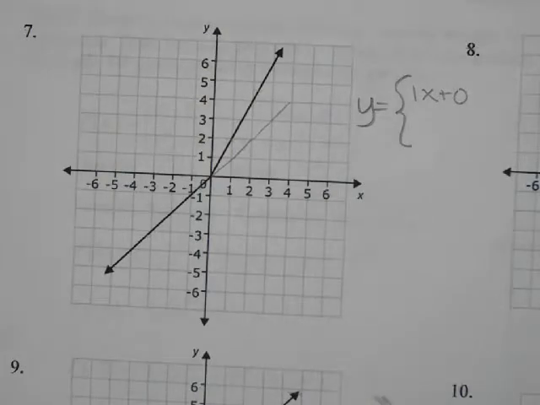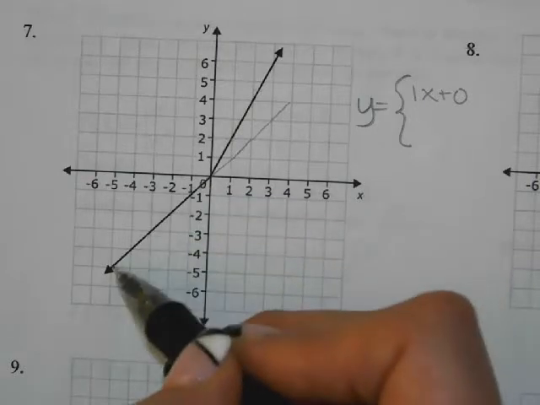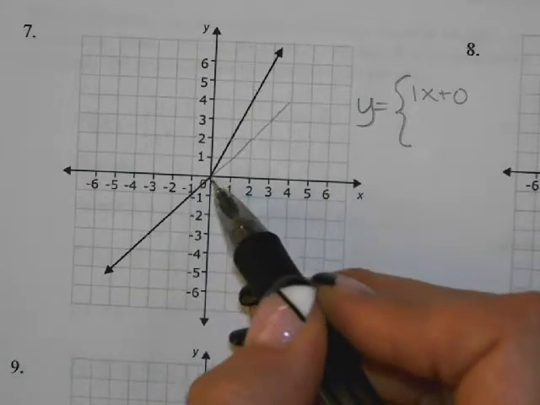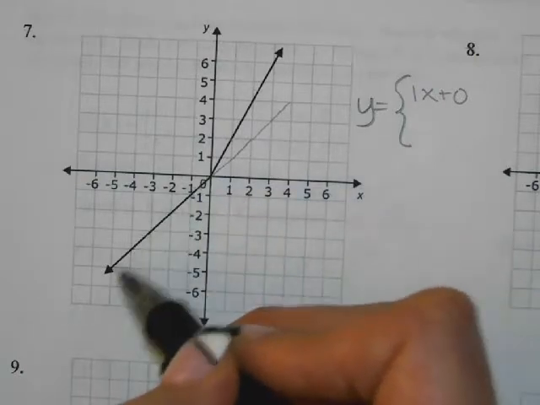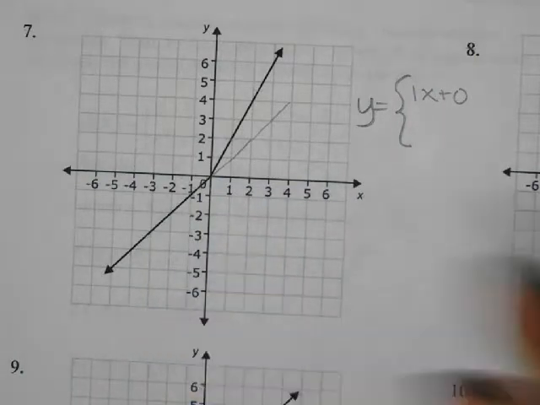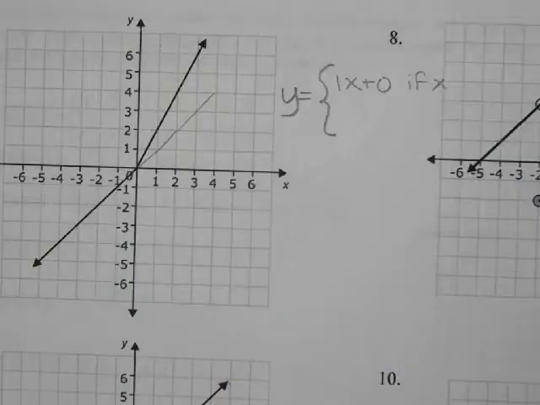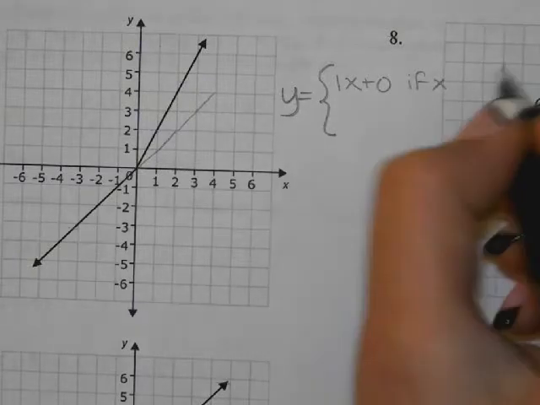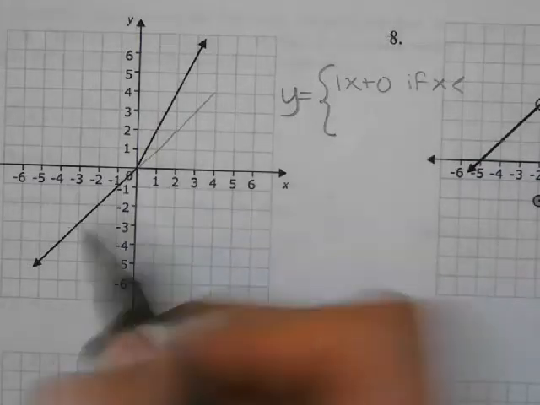Okay. And what are the values of x that this line used? I see it's at 0, right? And -1, and -2, and -3, and -4, and -5. So this is if x is less than 0, less than 0. Okay?